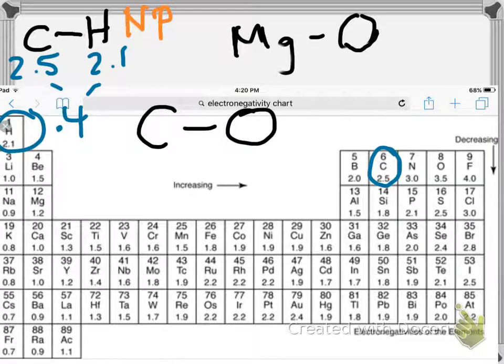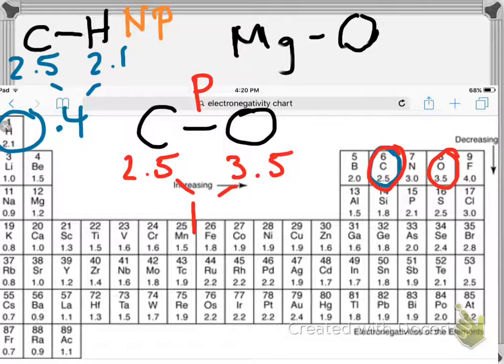Now let's look at carbon and oxygen. Carbon, again, has an electronegativity of 2.5, and oxygen has an electronegativity of 3.5. So the difference is 1. 3.5 minus 2.5 is 1. 1 is in between 0.4 and 1.7, and so this bond right here is a polar bond.